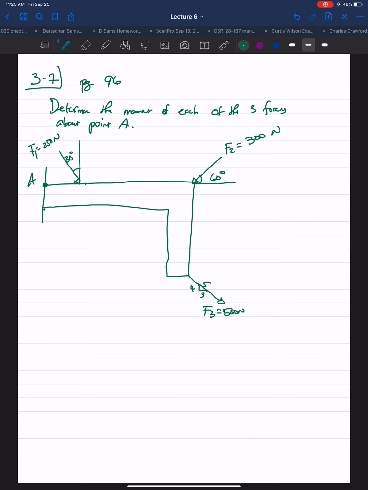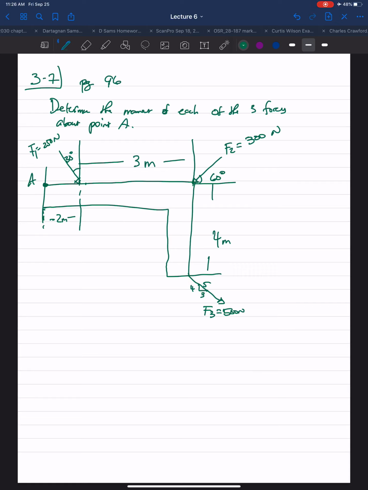The distance here is 4 meters. The distance here is 3 meters. The distance here is 2 meters. I believe that's everything the problem gave us. So they want us to determine the moment of each of these three forces about point A.